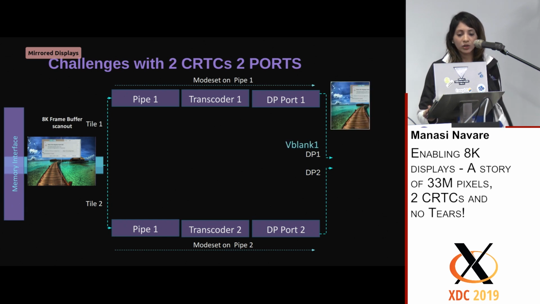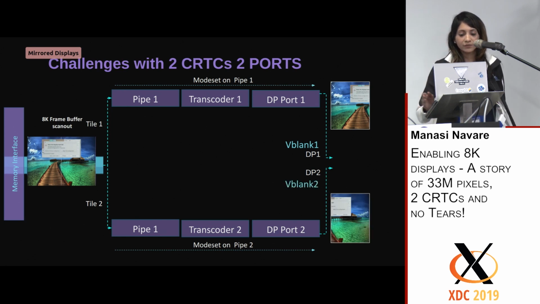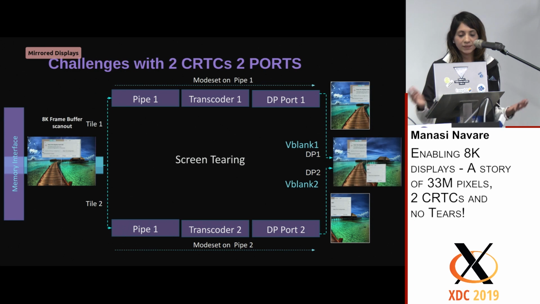So you get a V blank on the first DP port, and that's when you do the flip on the first port. You start seeing the DP output on the left half of the screen. And then you get the V blank 2, that's when you'll see the page flip on the second half of the screen.